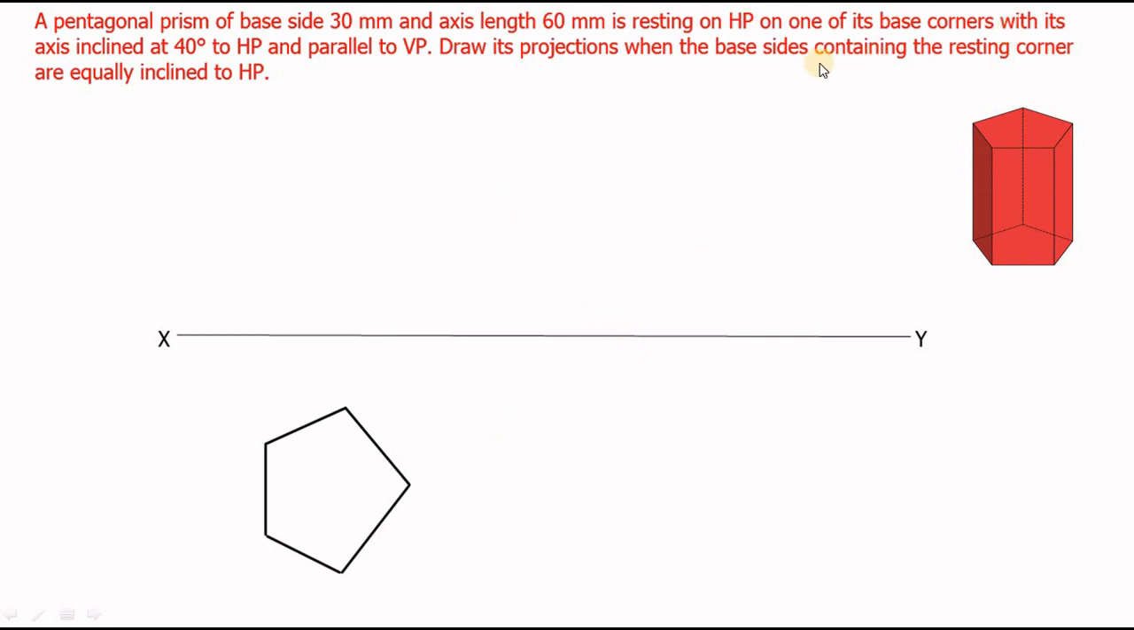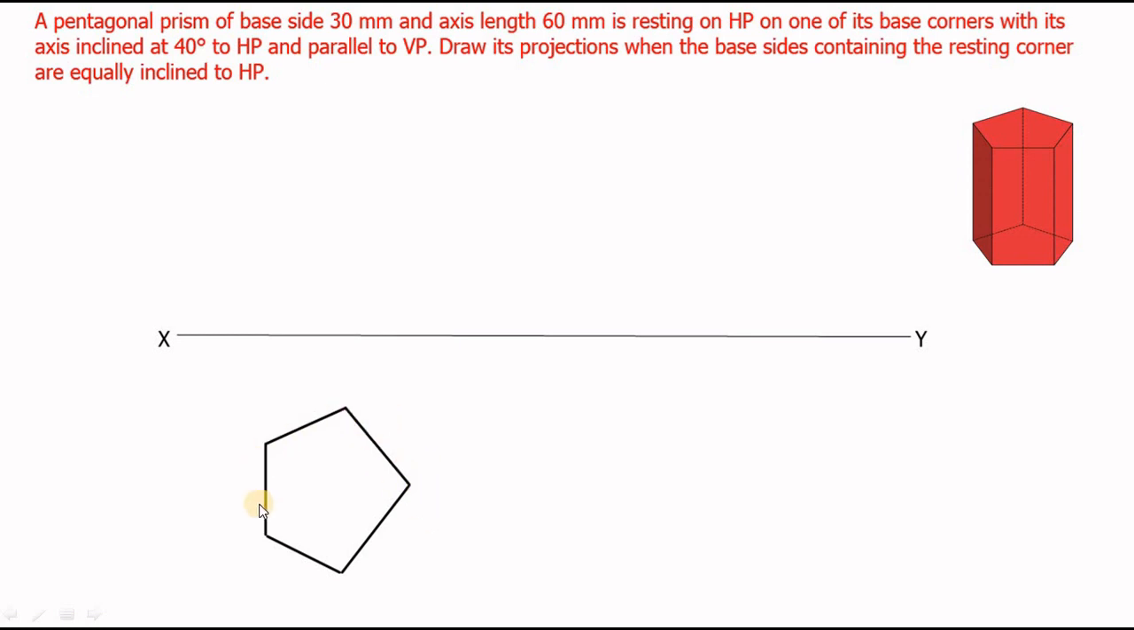Since it is given that it is resting on a base corner, and that the base sides containing the resting corner are equally inclined, when you take this corner, these are the two sides connecting this particular corner. So these two sides will be equally inclined. Clear? That's why I have taken this particular corner.